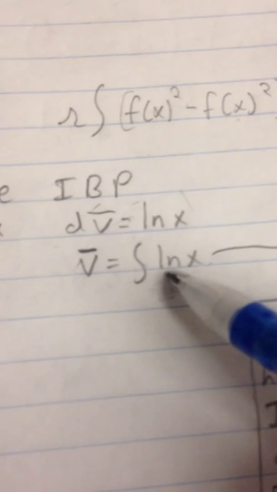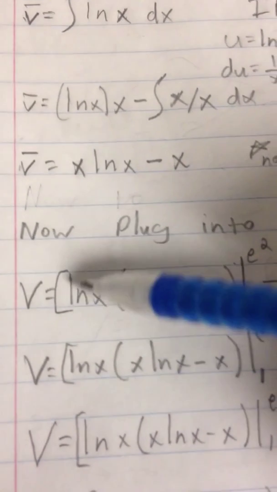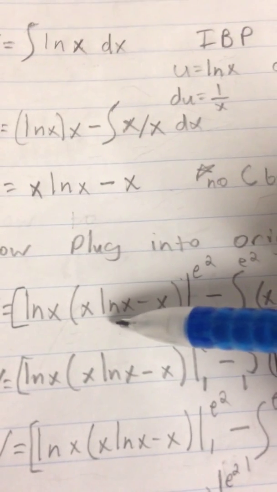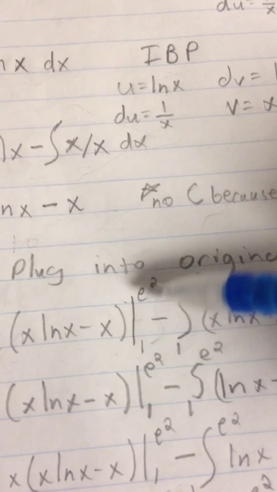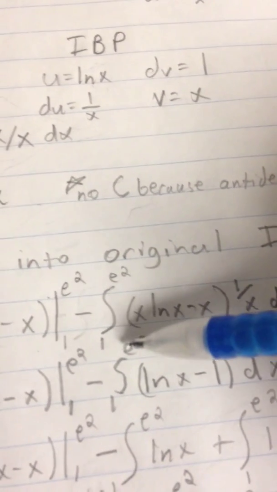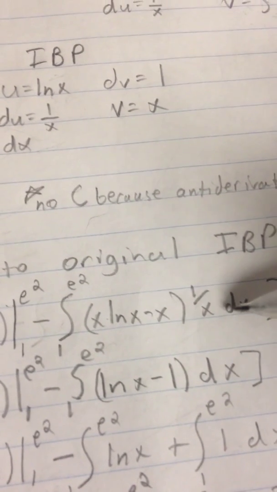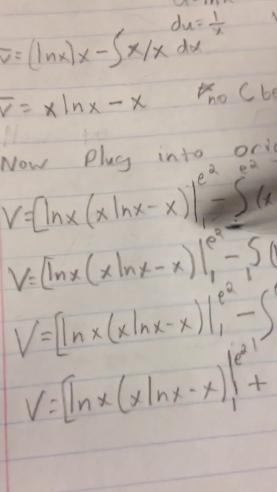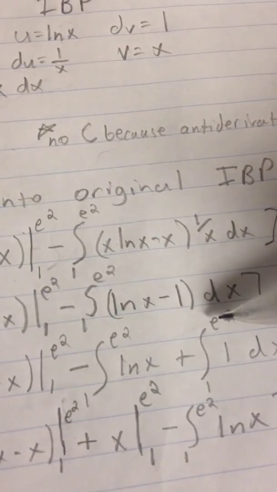Now, I have my v bar, and I can plug it in the original integration by parts. So plugging it in, I get v equals ln x, uv, ln x times parentheses x ln x minus x, evaluated from 1 to e squared, minus the integral of 1 to e squared, x ln x minus x in parentheses times 1 over x dx. Everything multiplied by pi because of the original question. This all stays the same.